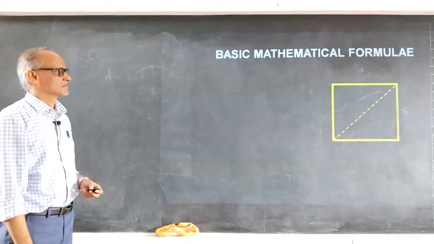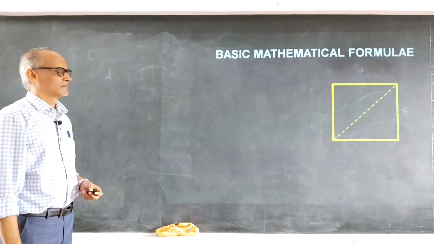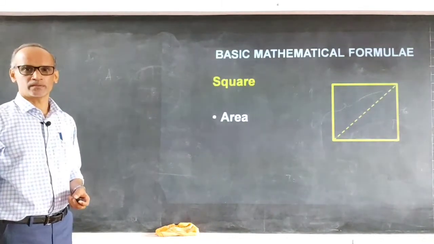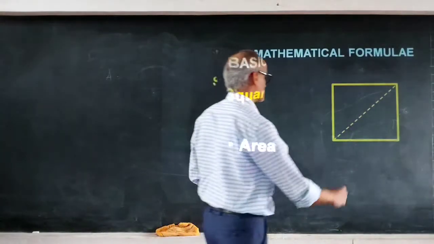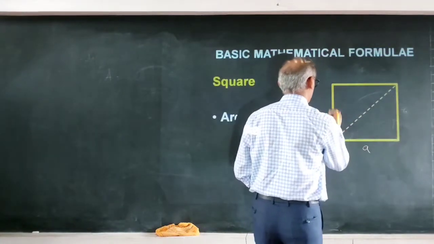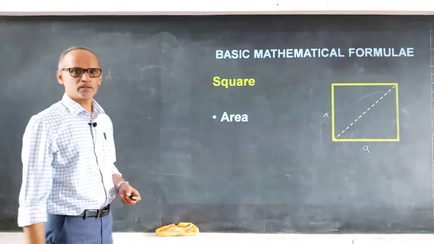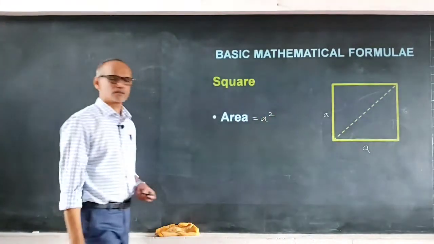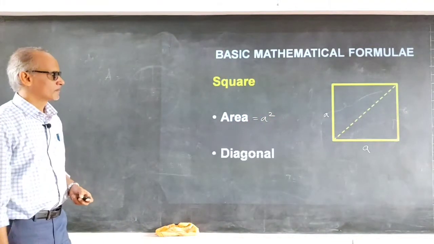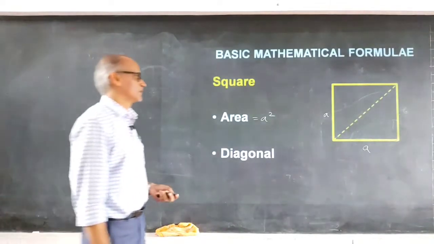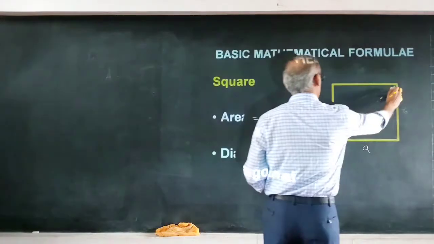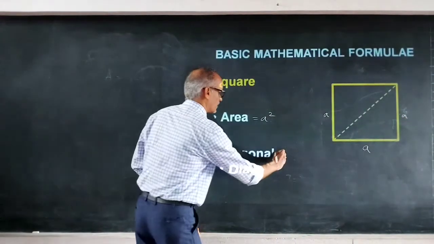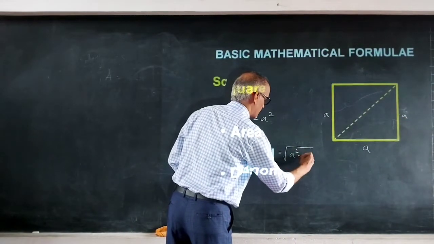Okay, that is a square. Right? What is the area of the square? For a square, I am going to consider its side to be equal to A. So what is its area? The area is A square. What is the diagonal? What is the value of the diagonal? Again you can make use of the Pythagoras theorem, which is equal to root of A square plus A square.